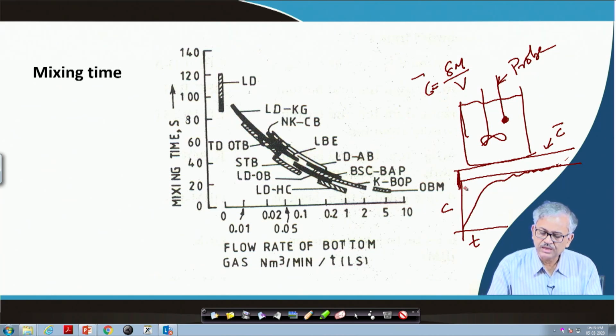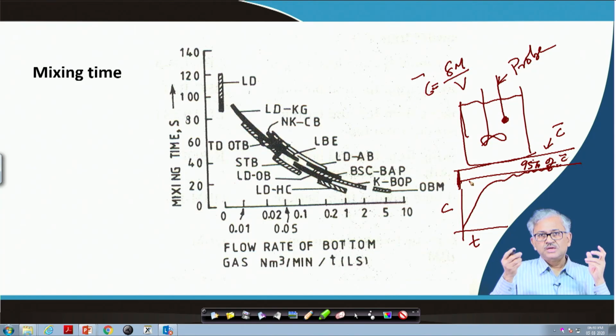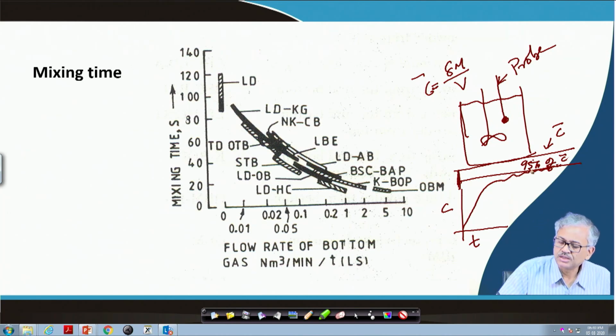So, when you attain 95% of the average concentration, that is called the mixing time. So this is the way the mixing time is defined. That is how much time the fluid takes to attain a certain average composition, right? To attain the average concentration.